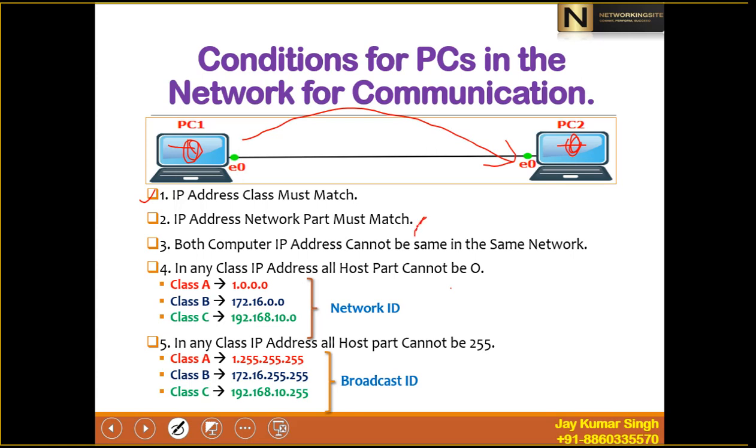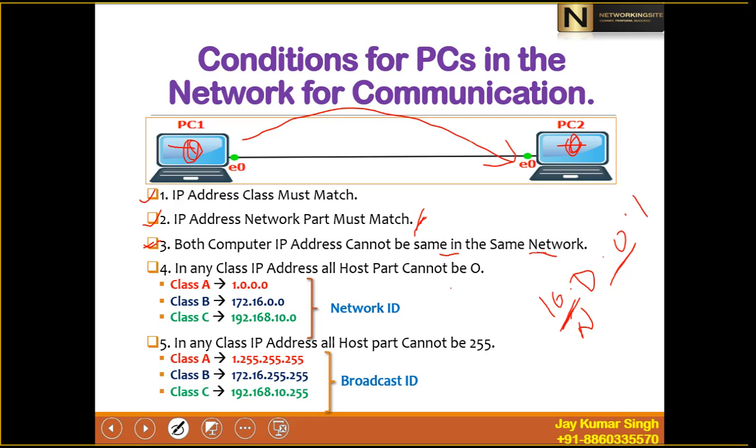The second condition says that the IP address network part must match. Means if I'm using the IP address 10.0.0.1, this part, 10, the network part, must match for communication. After that, the host part is not required. The third says that both computers' IP addresses cannot be the same in the same network. If we belong to the same company, our IP addresses cannot be the same, otherwise we will get an IP conflict error, right?